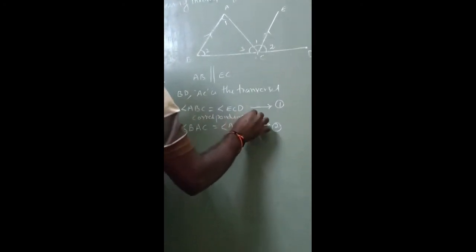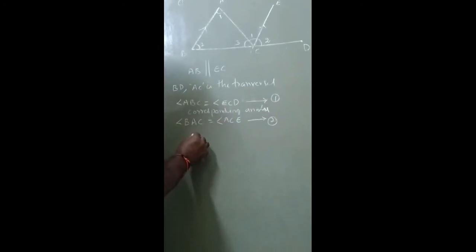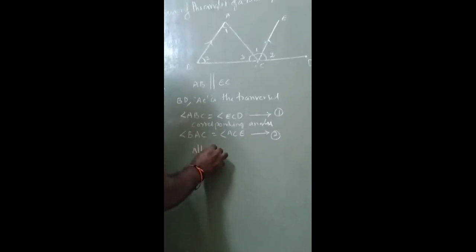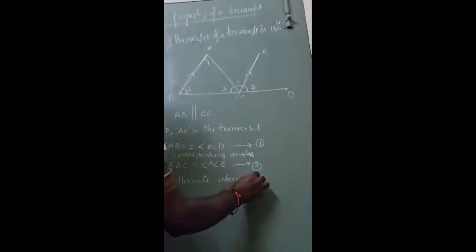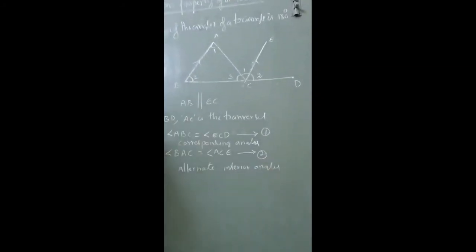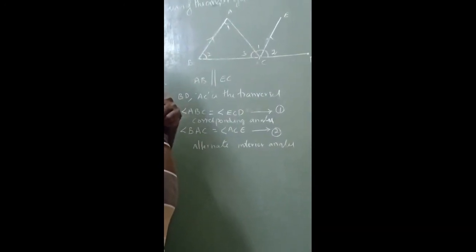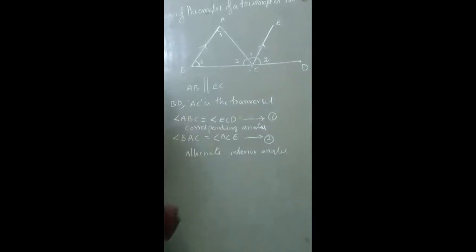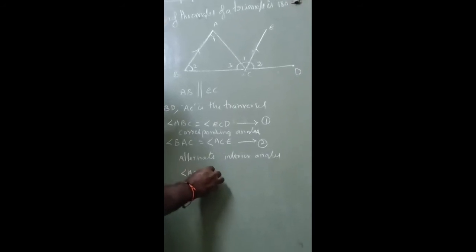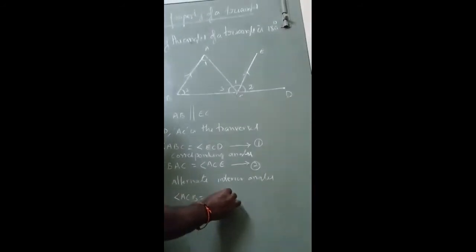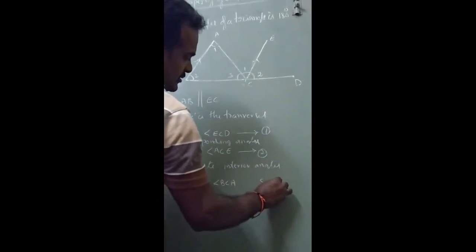Corresponding angles. So here alternate interior angles. This is corresponding angles. This is alternate interior angles. Okay. Next one. Angle ACB is equal to angle BCA. Same angle.